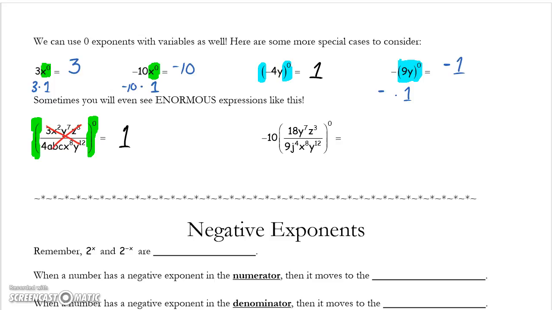The next one's not quite as simple, but it's close. The parentheses are what's being applied, or is what that 0 exponent is being applied to, which again means I don't care what's inside of there. What's inside of there is now simplifying to 1, but I do have to multiply it by this negative 10 that was not included in the parentheses, giving me an answer of negative 10.